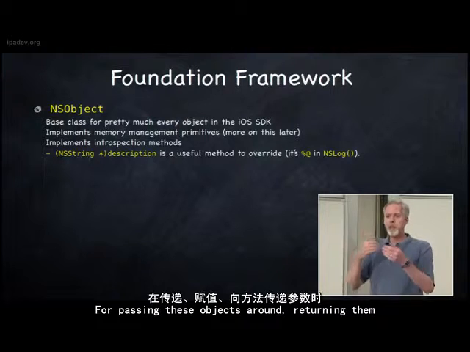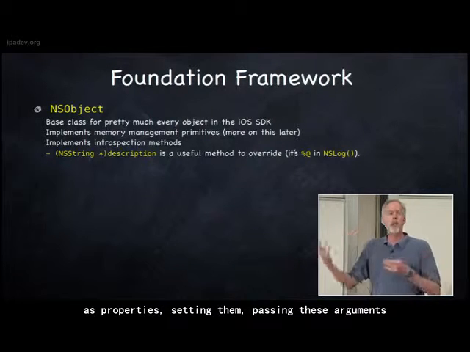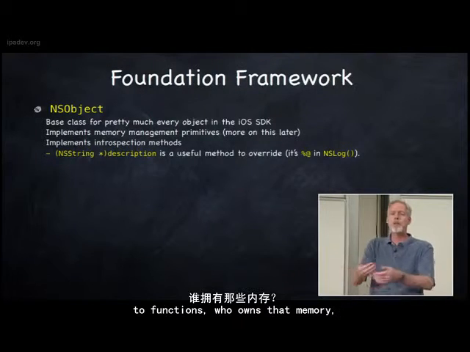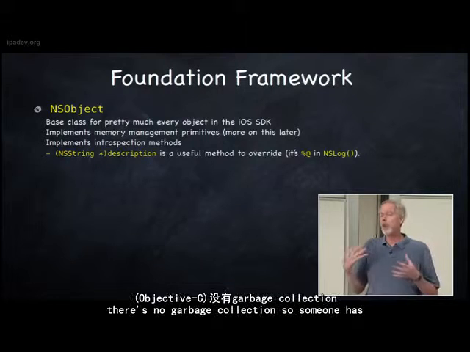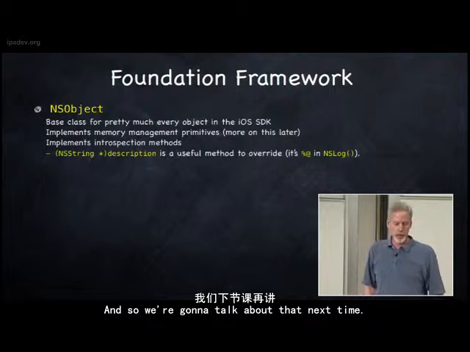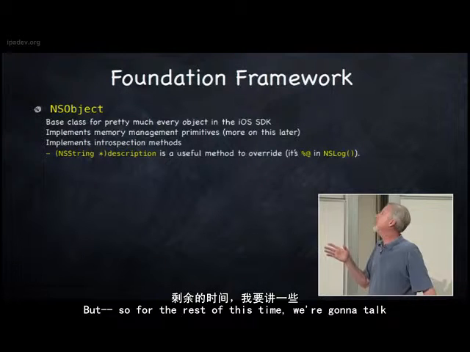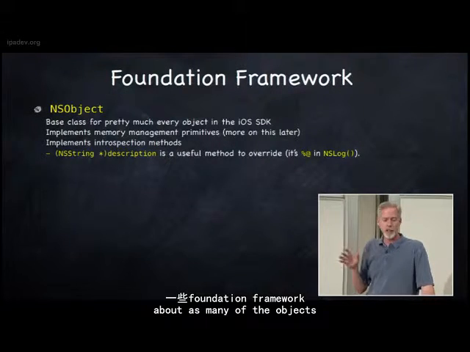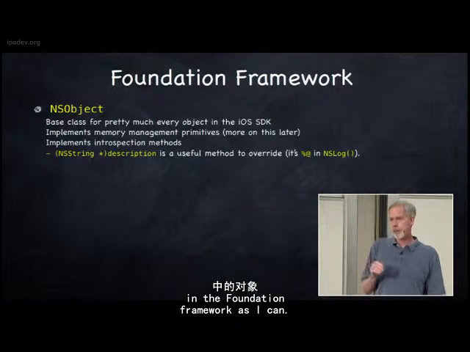If we're passing these objects around, returning them as properties, setting them, passing them as arguments to functions, who owns that memory? There's no garbage collection, so someone has to clean up all that mess. And so we're going to talk about that next time. But for the rest of this time, I'm going to talk about as many of the objects in the Foundation framework as I can.